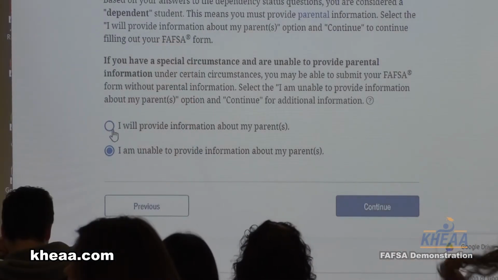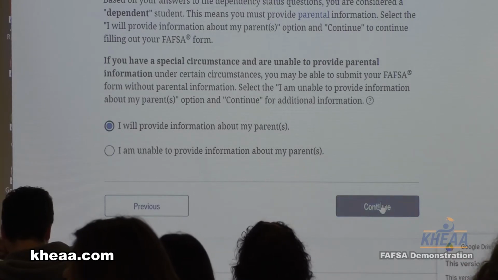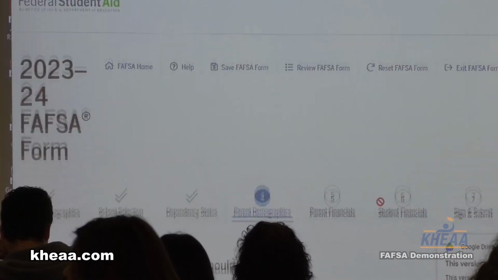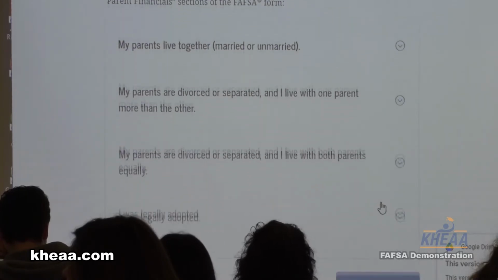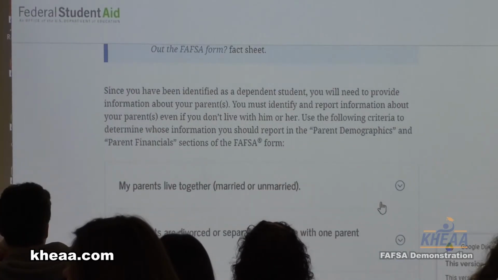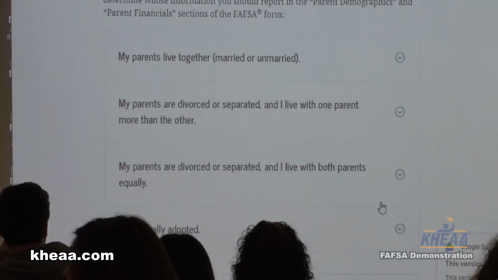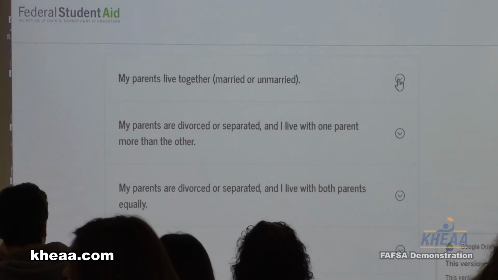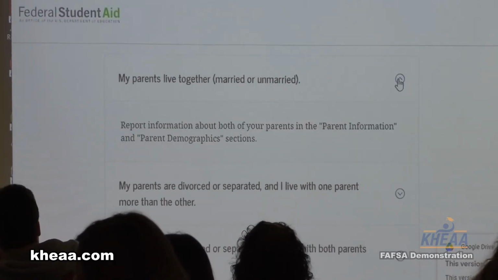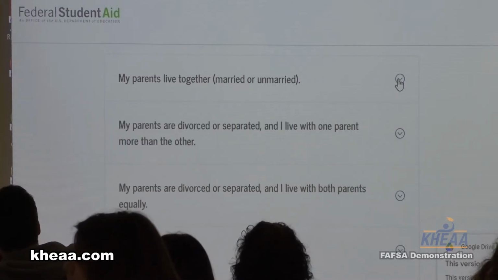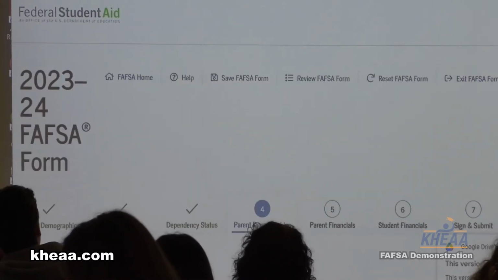So for our case, we're going to put, I will provide information about my parents. So this is just a basic screen. Most people don't look at it, but if you put the drop down button, it will explain more in detail, like my parents live together, married or unmarried, and then it explains what that means. Like legally adopted, you will report information about the person who you adopted, things like that. So we're just going to continue to the next page.